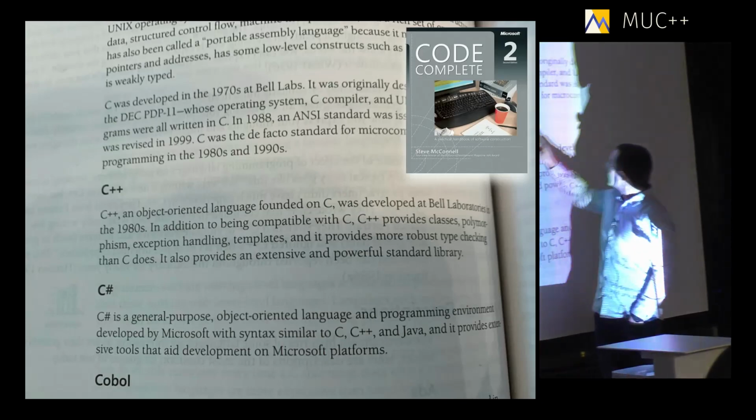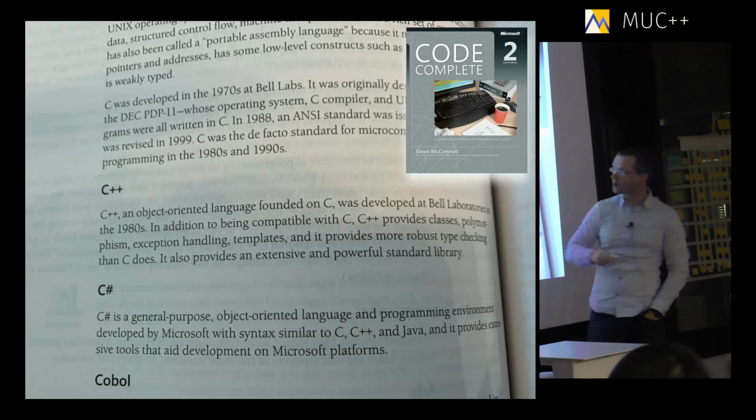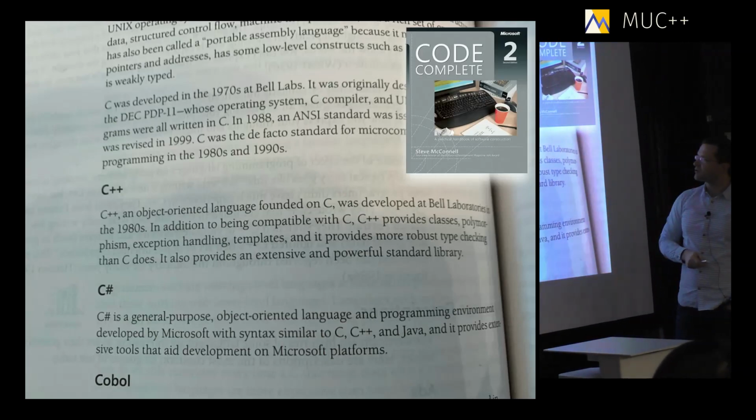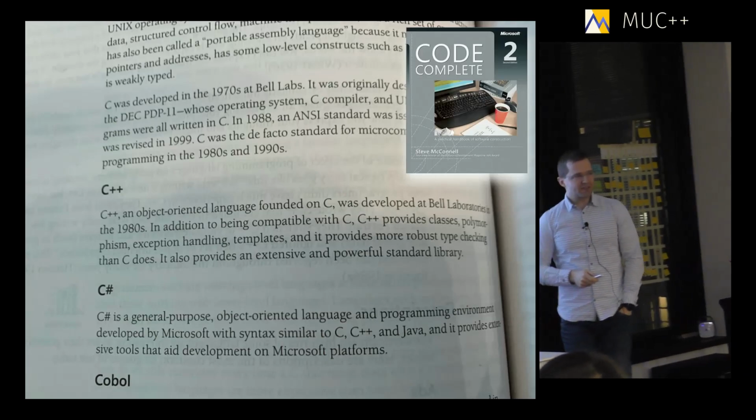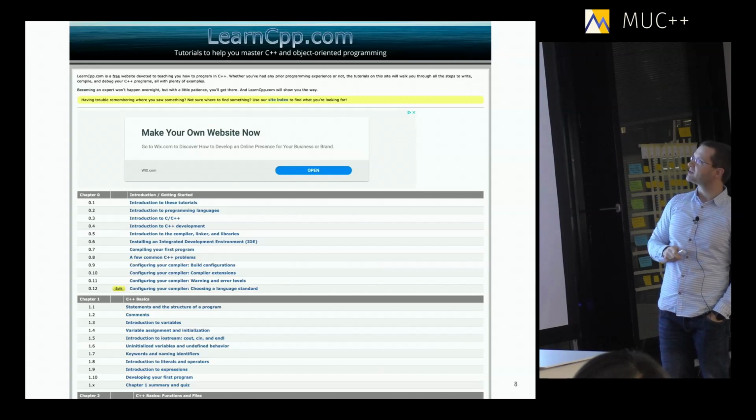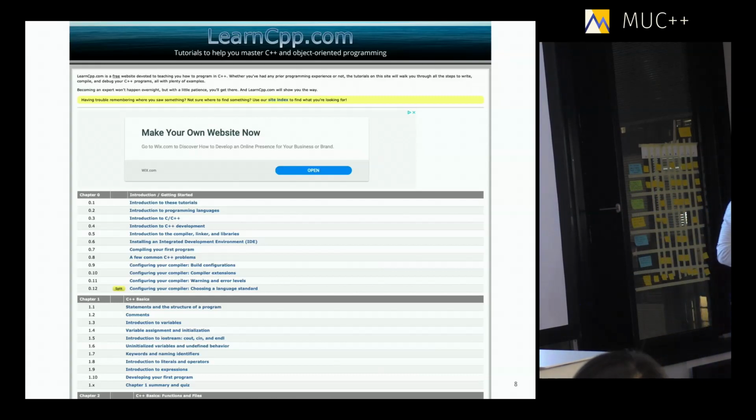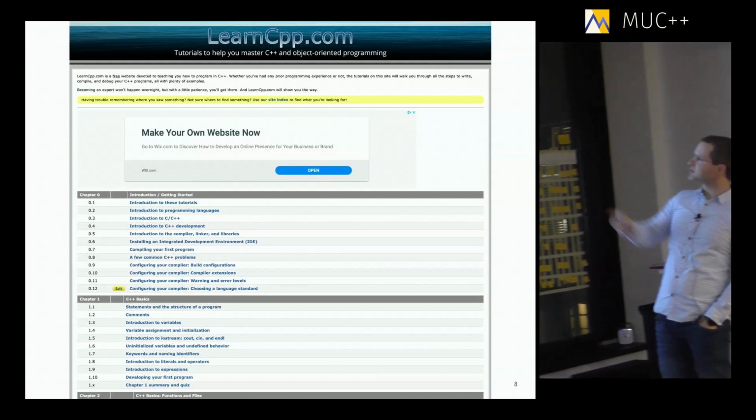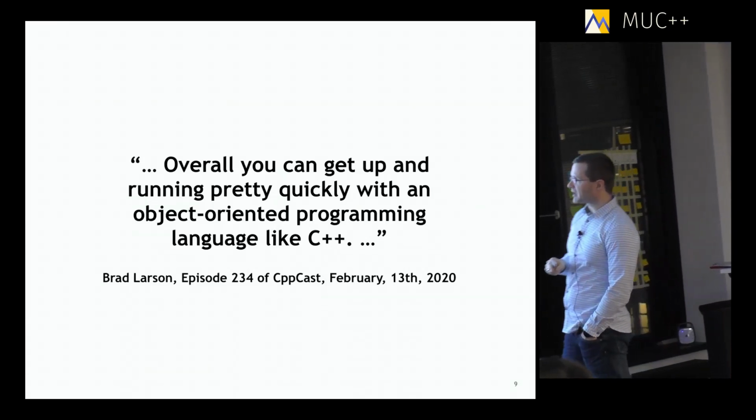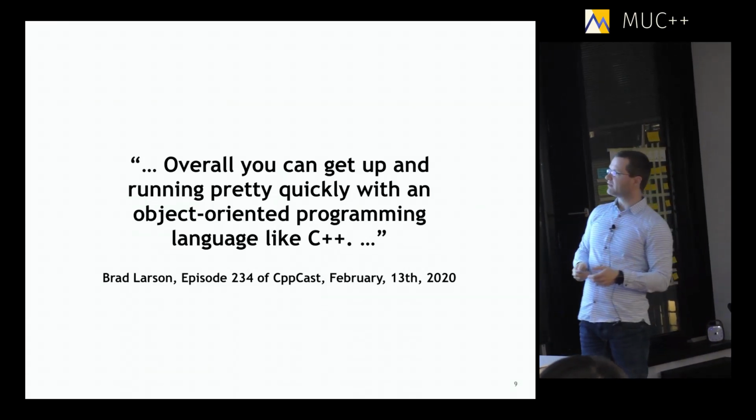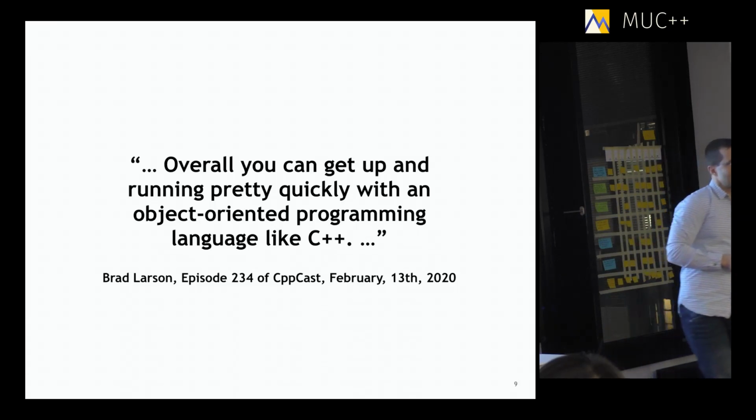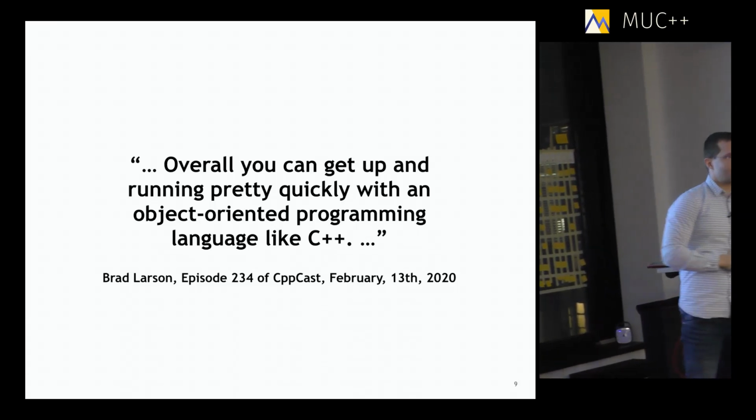One piece of evidence is, for instance, this book, Code Complete, a pretty well-known book. It summarizes a couple of programming languages, amongst others C++: C++, an object-oriented language founded on C, and so on. And there's more evidence. Perhaps you know learncpp.com: tutorials to help you master C++ and object-oriented programming. A beginner is very convinced right now that C++ is an object-oriented programming language. And just last week, in the newest episode of CppCast, Brett Larson, whom I don't want to pick on, said, overall, you can get up and running pretty quickly with an object-oriented programming language like C++. This is an answer that you get quite a lot.